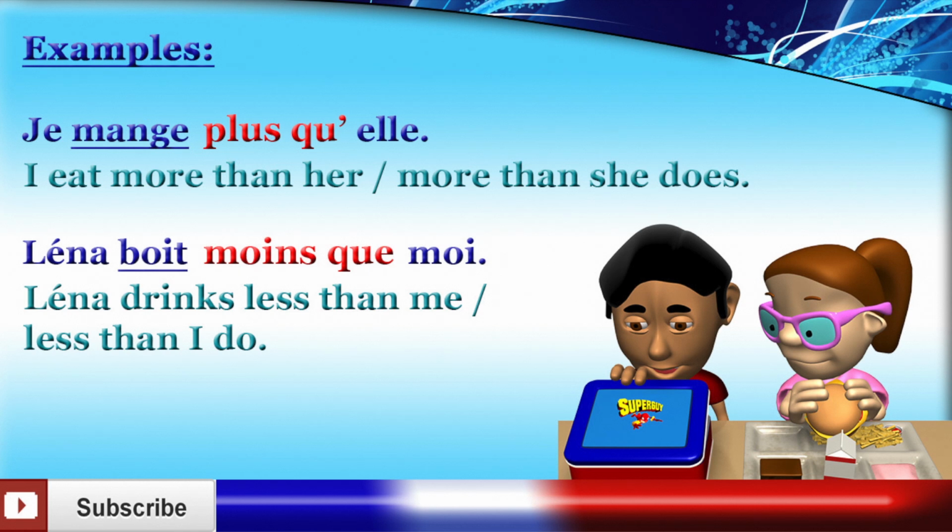Lena boit moins que moi, Lena drinks less than me, or Lena drinks less than I do. Again, you'll notice that moins and que follow each other and are both placed immediately after the verb boire.